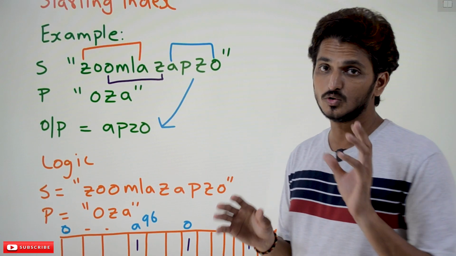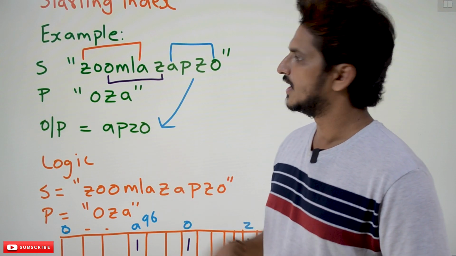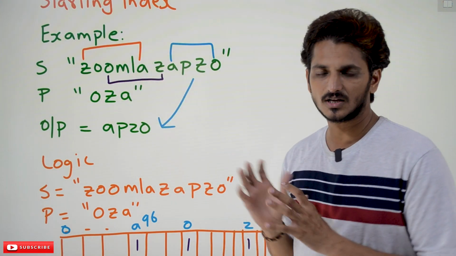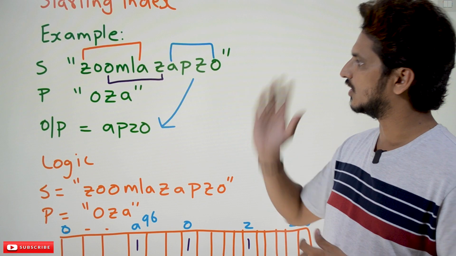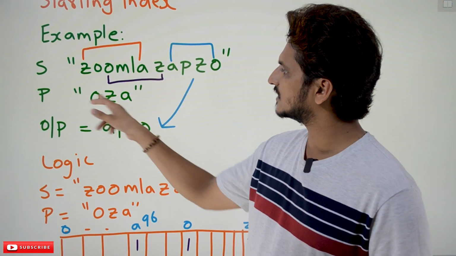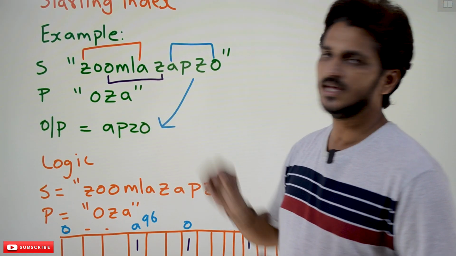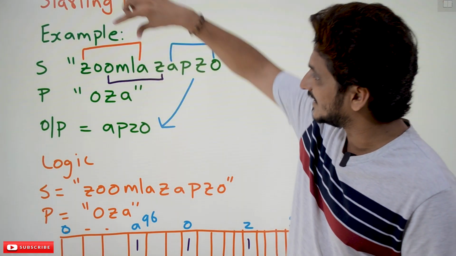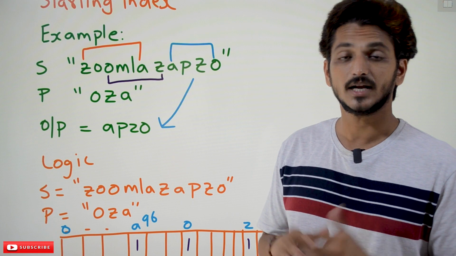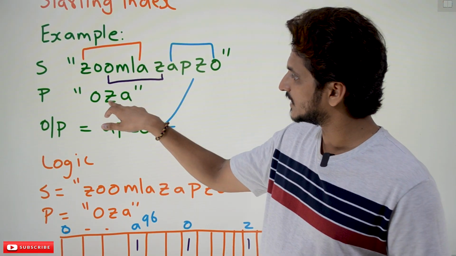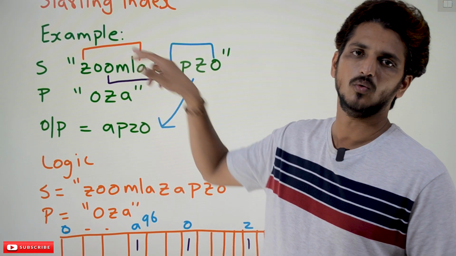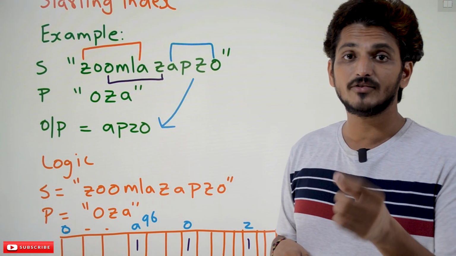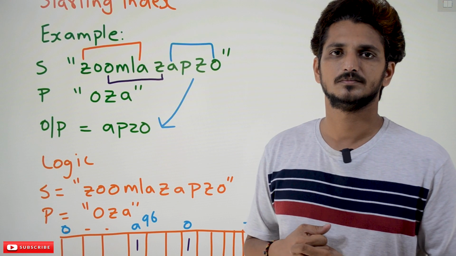Example: they are going to give you two strings, S and P. S is ZOOMLAZAPZO, which is the string that contains the characters ZOO and so on. And P contains the characters O, Z, A. So we need to identify a window in S that contains all the characters present in P. Of such windows, you need to identify the minimum length window.